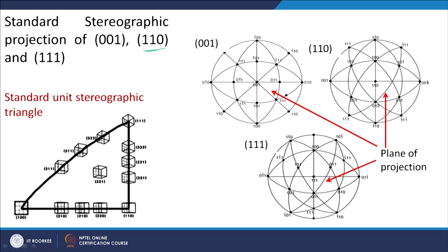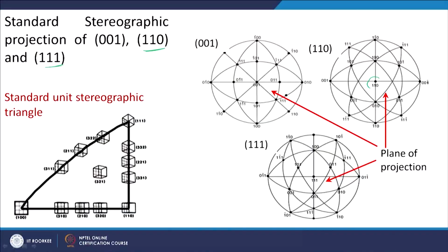Now, similarly, I can draw other standard stereographic projections also, for example, for the 1 1 0 plane or 1 1 1 plane. In that case, when I am plotting 1 1 0, my unit cell will be such that the unit cell will be like this. So, this is the 1 1 0 plane in that case. Its normal is going and hitting the top pole, so it is coming exactly at the center, and then the rest of the relationship you can easily find out.